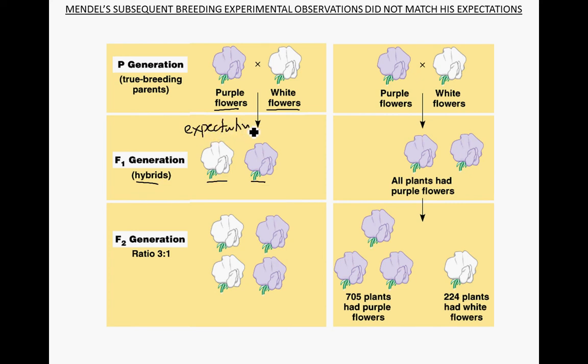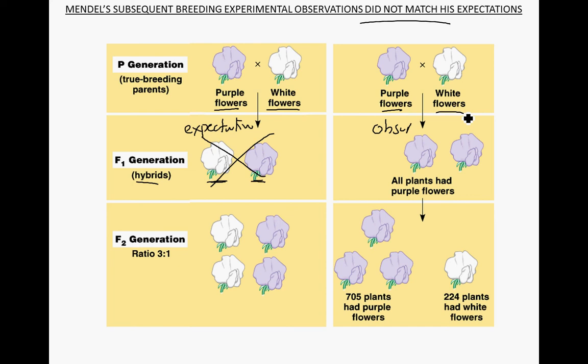But as the title of the slide indicates, Mendel's subsequent breeding experiments did not match his expectations, right? His expectation was to get white and purple, but he did not see this. These were his observations when he crossed true breeding purple with true breeding white: he got all purple plants. And this made him say, what the heck is going on here?